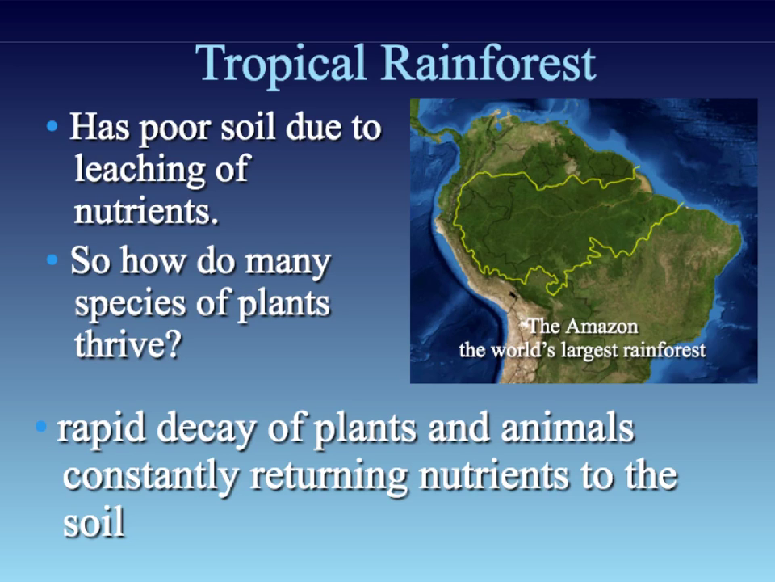The soil in a tropical rainforest is very poor, but we do have a lot of plants that survive there. It's because it's so humid and so warm that any plants or animals that die rapidly decay, and their nutrients are constantly being returned back to the soil. So that gives the soil some fertility that it wouldn't normally have.